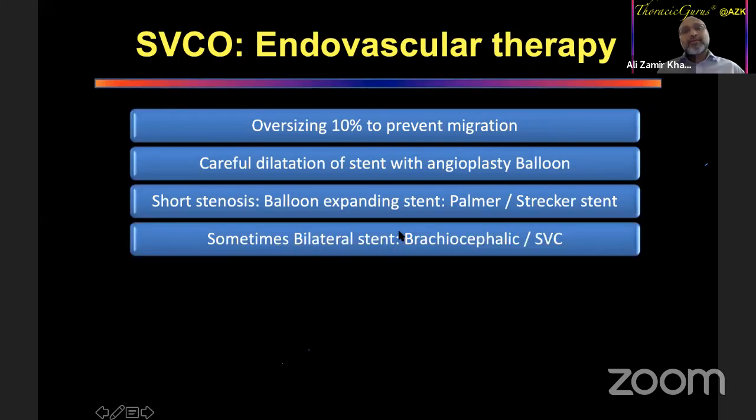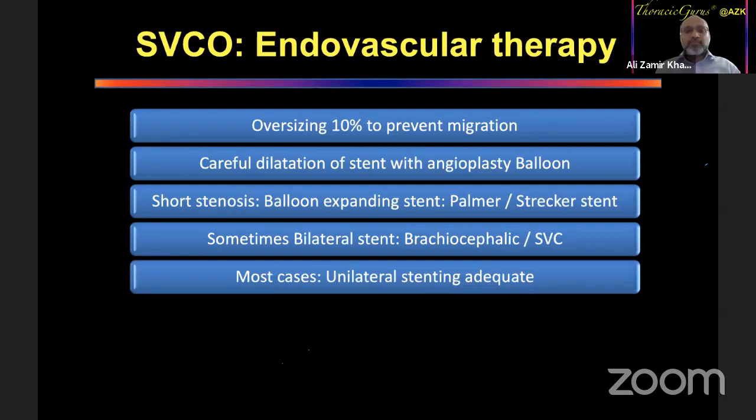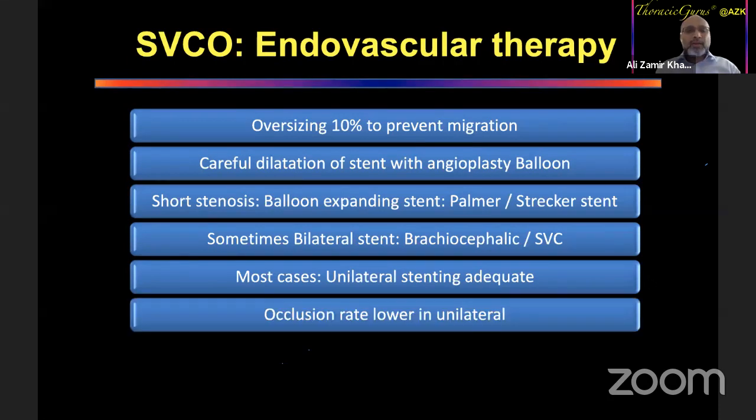Sometimes you might do bilateral stenting. When we talk about bilateral stenting, we're talking about the SVC and the brachiocephalic. So sometimes if the obstruction is coming proximally onto the left side, you might actually stent the brachiocephalic in addition to the SVC. But most of the times you actually just stent the SVC and you will get away with it. So unilateral stenting is usually adequate.